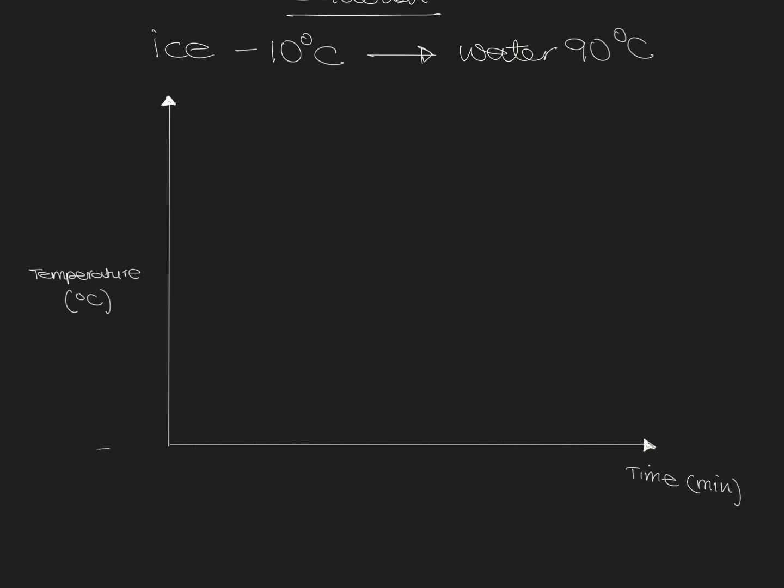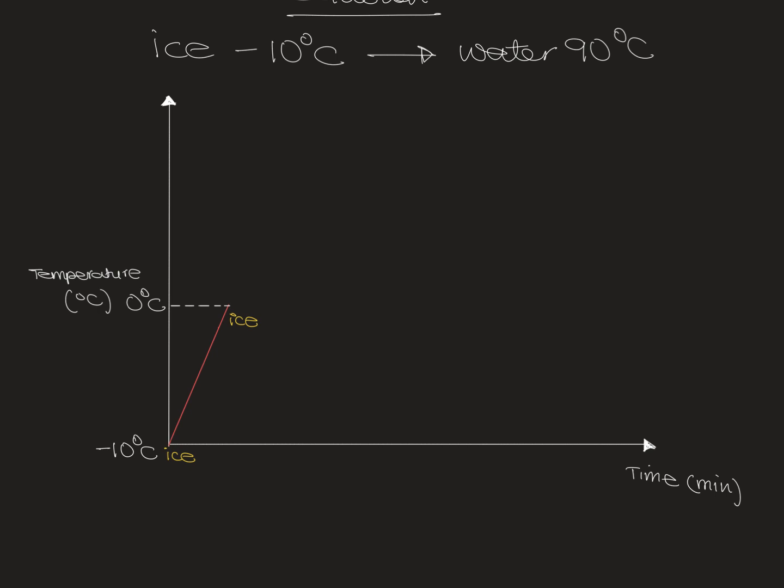Initially, we have ice at minus 10 degrees Celsius. That is at this point here. So when heat is supplied to the ice, what we expect is a rise in temperature. So we will have from ice at minus 10 degrees Celsius to ice at 0 degrees Celsius. Okay? That is 0 degrees Celsius of ice. This is ice here, and this point here is also ice.